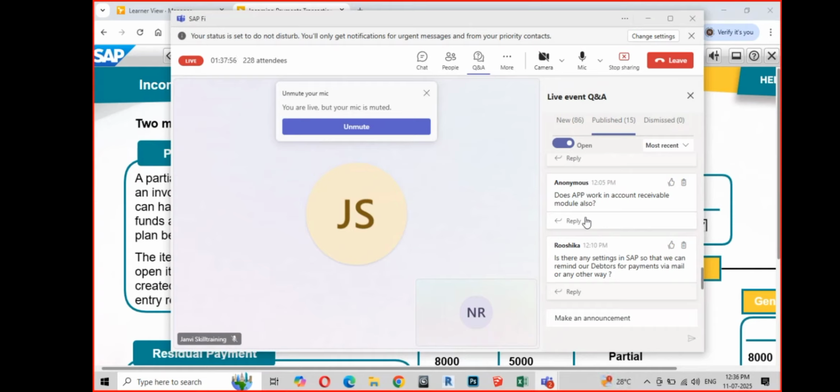Either I can supply a fresh set of 100 items, or I can raise a credit memo, or I can make a payment through the APP to the particular customer. It picks up the payments. So do you understand how APP works for your AR also?